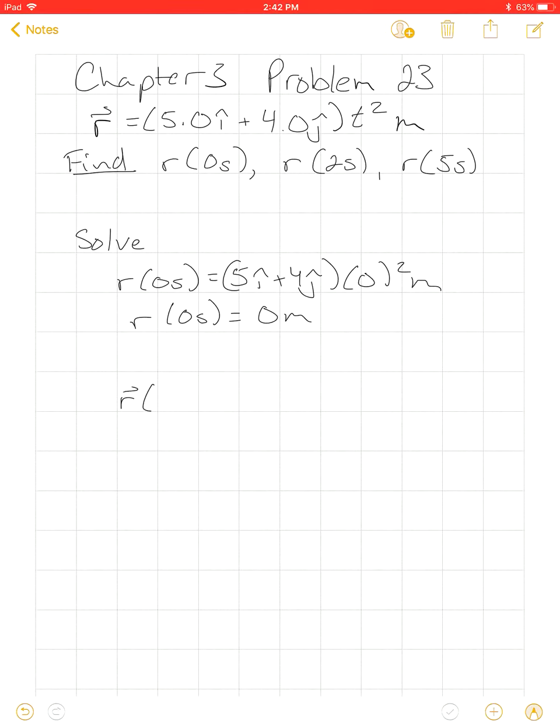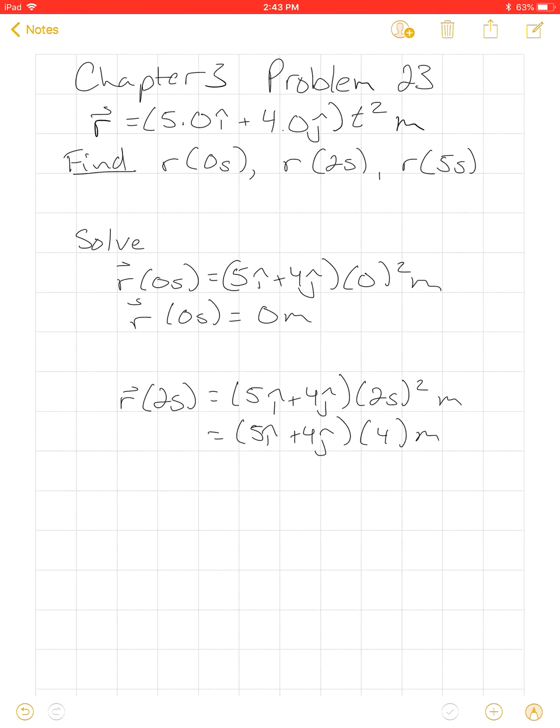So we're going to have r of 2 seconds is equal to (5 i hat + 4 j hat) times 2 seconds squared. And the units will still be meters. So 2 seconds squared is equal to 4, in units of meters. And then we're just basically going to distribute that 4. So we're going to have that our vector is 20 i hat plus 16 j hat. Again, units of meters.